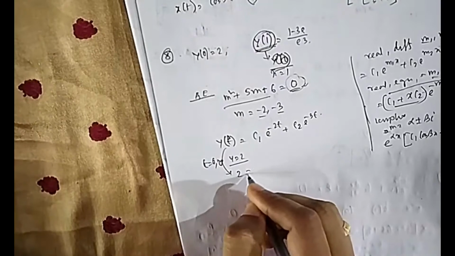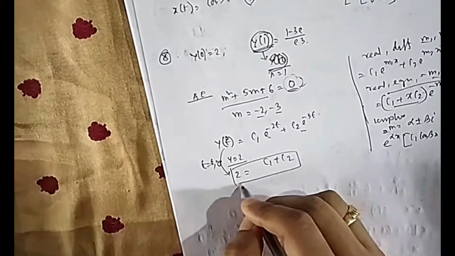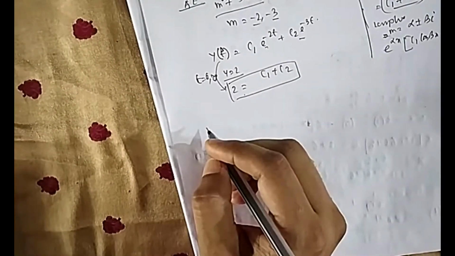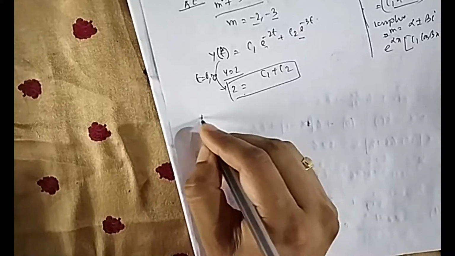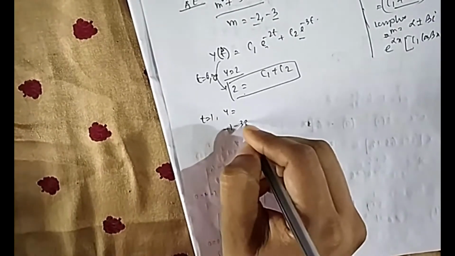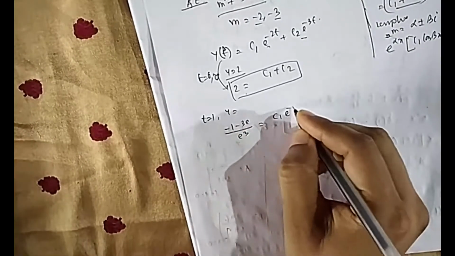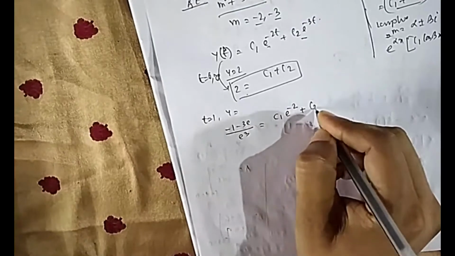So if you put it here, 2 = C1 e to the power 0 + C2 e to the power 0, so C1 + C2 equal to 2. This is equation 1. And the second equation is also given as y1 is equal to something. So y1 means when t is equal to 1, then y is equal to this much. So if I put (-1 - 3e)/e cube, that is equal to, when t is equal to 1, C1 e to the power minus 2 + C2 e to the power minus 3.